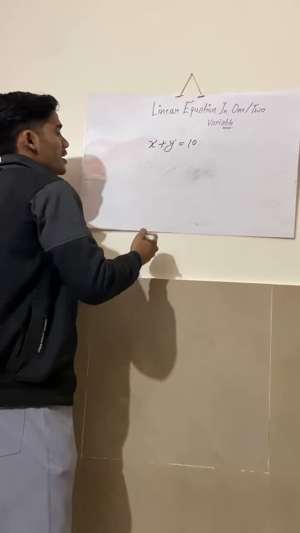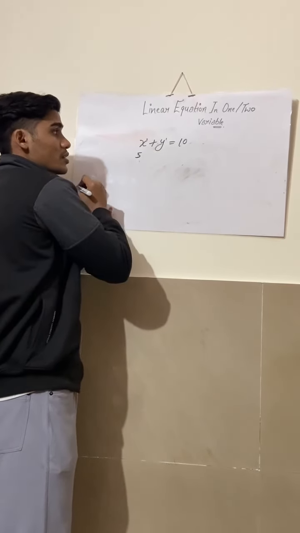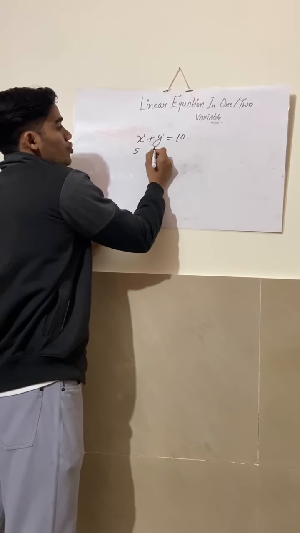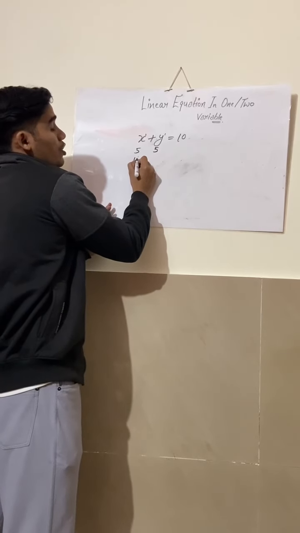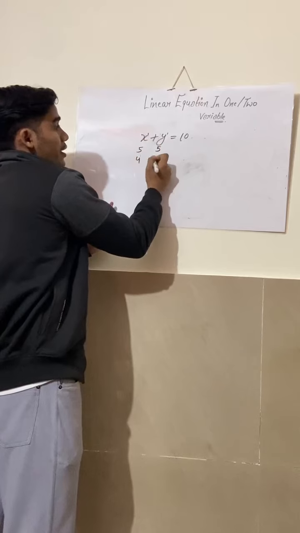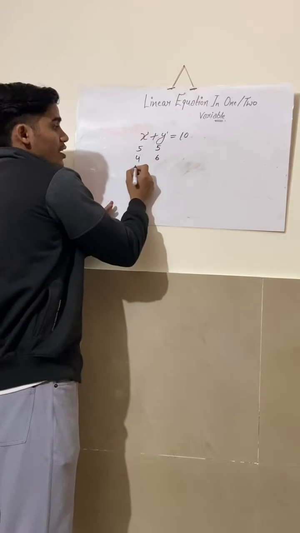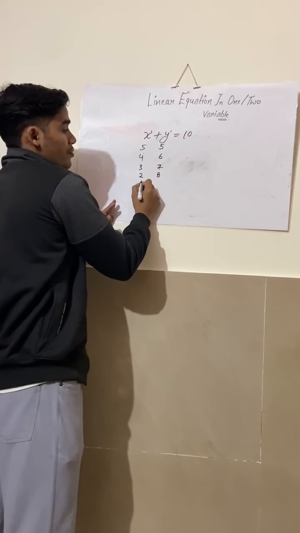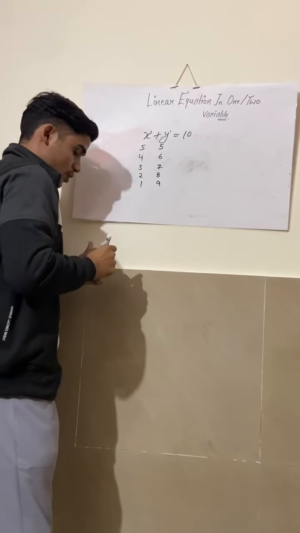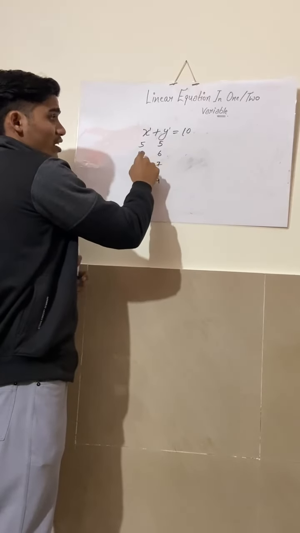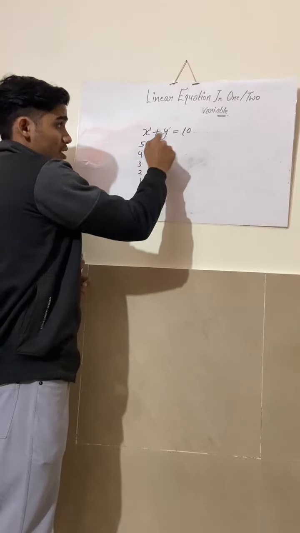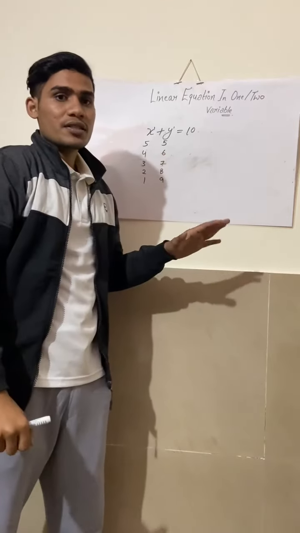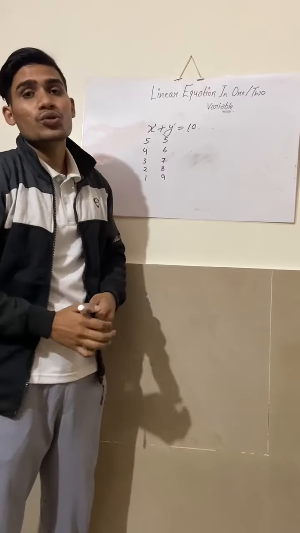Okay. Now we can say maybe the pencil would have been 5 rupees. If the pencil was 5 rupees, then obviously the sharpener would have cost you 5 rupees. If the pencil cost you around 4 rupees, then the sharpener would have cost you 6 rupees. If this is 3, then this is 7. If this is 2, this would be 8. If this is 1, this would be 9, and so on. So 5 plus 5 is 10, 4 plus 6 is 10, 3 plus 7 is 10, 2 plus 8 is 10, 1 plus 9 is 10. All these values satisfy our equation, means these values are the solutions to this equation.